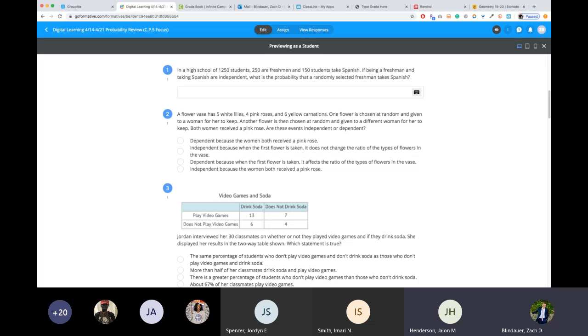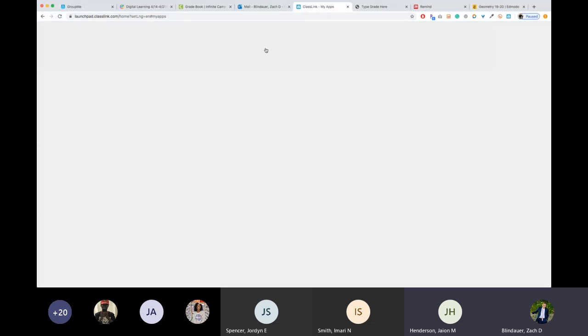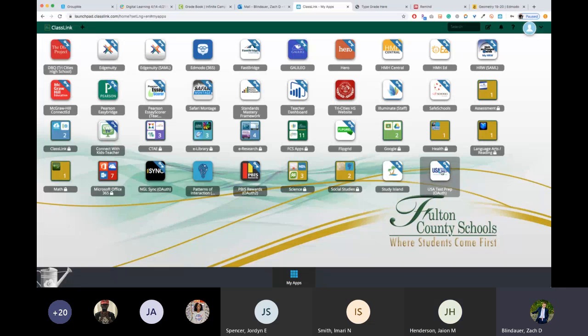I had a couple of questions from people that had trouble logging in to USA Test Prep. Remember, all you had to do was go into your Fulton County ClassLink Launchpad, and on the bottom right is USA Test Prep. Now remember, once you log in, you are not in the class. I gave you the directions to join. You have to find my class. Make sure you find my name, Zach Blindauer. I have those directions in the assignment schedule. So go to USA Test Prep, and once you go in there, you have to find the class to find that extra credit.